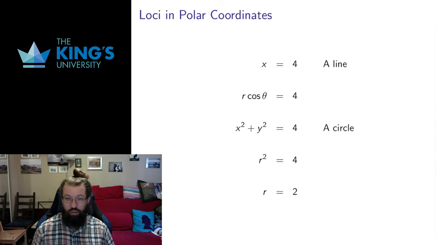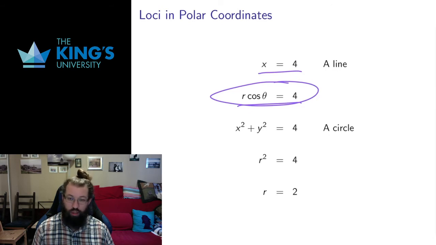In particular, I can do this for loci. So if I have a line, here's a vertical line in Cartesian coordinates, I can change that to polar coordinates by replacing x with r cos theta. So here's a locus in polar coordinates that describes the vertical line x equals 4. It now has both variables. It says the radius times the cosine of theta has to be 4, but particularly that product equals 4 is going to give us this line.